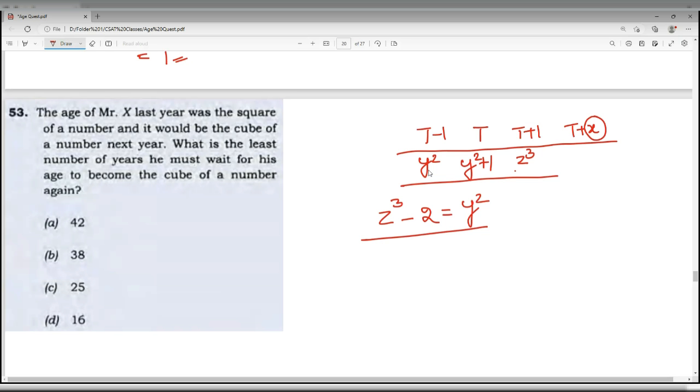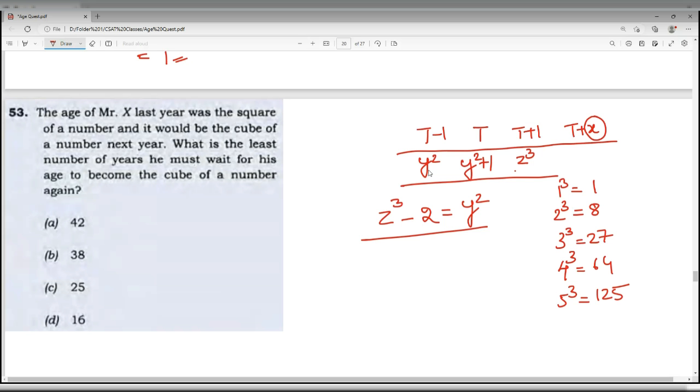After this, you cannot try to solve algebraically. What you can do is take the cubes. You have to find out the cube from which, if you subtract 2, you get a square. So first, let's list the cubes. 1 cube is 1, 2 cube is 8, 3 cube is 27, 4 cube is 64, 5 cube is 125. If we remove 2 from a cube, it should give a square.